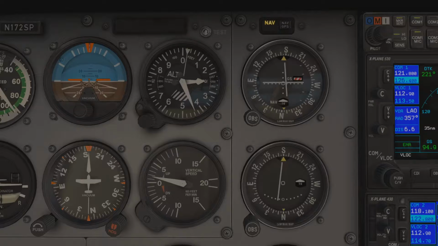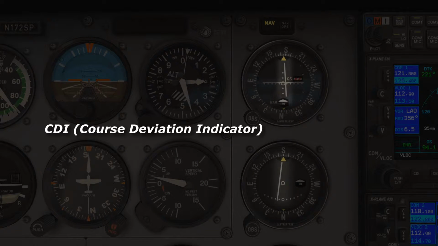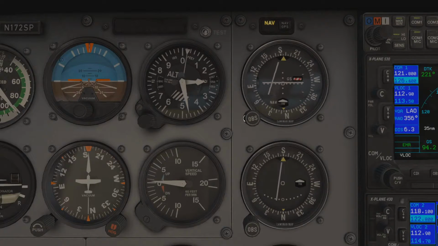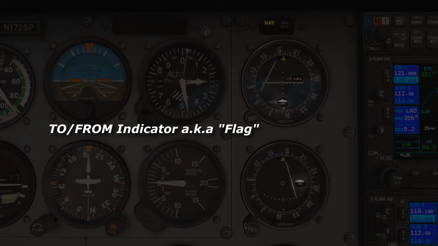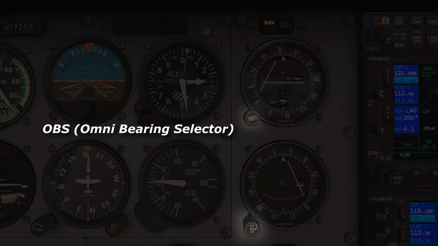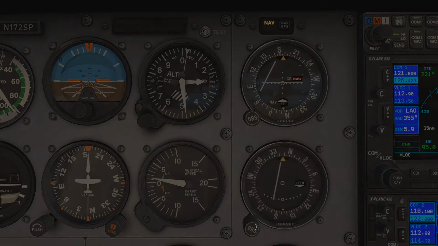Frequencies of VORs will range from 108.00 to 117.905. Within the VOR instrument, you'll find the CDI, or Course Deviation Indicator, which is just a fancy way of saying needle. It deflects left and right depending on your relative deviation from the radial. There is a flag which reads TO or FROM, and an omni-bearing selector, which is just a complicated name for the knob which rotates the thing.